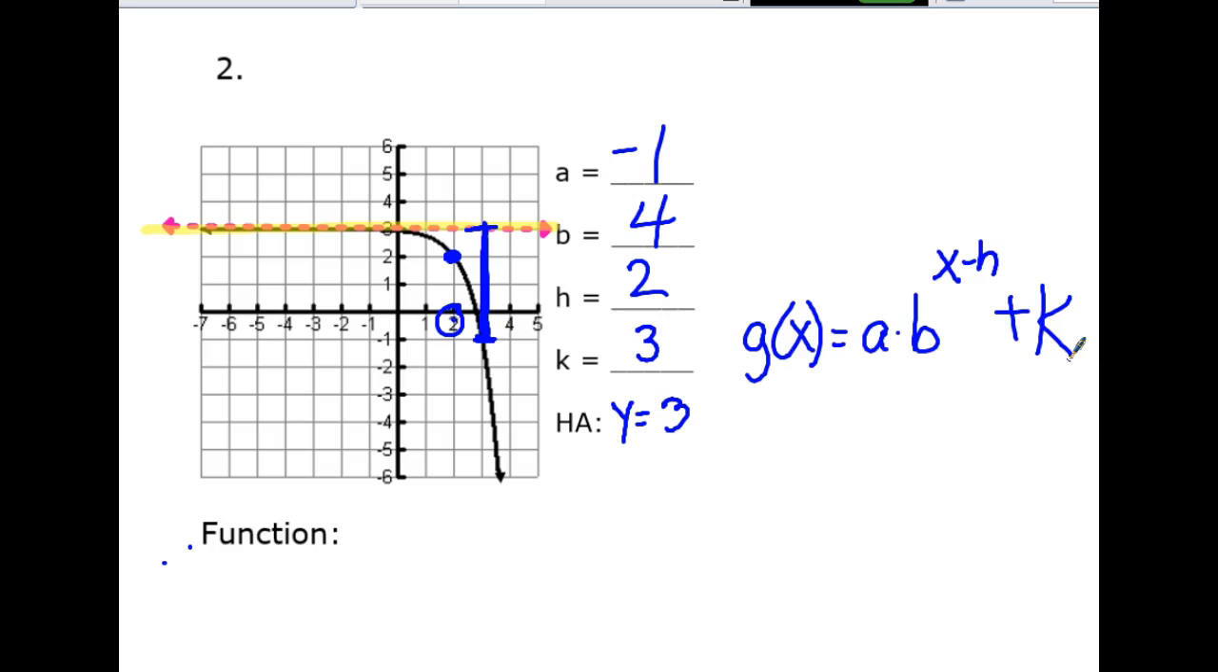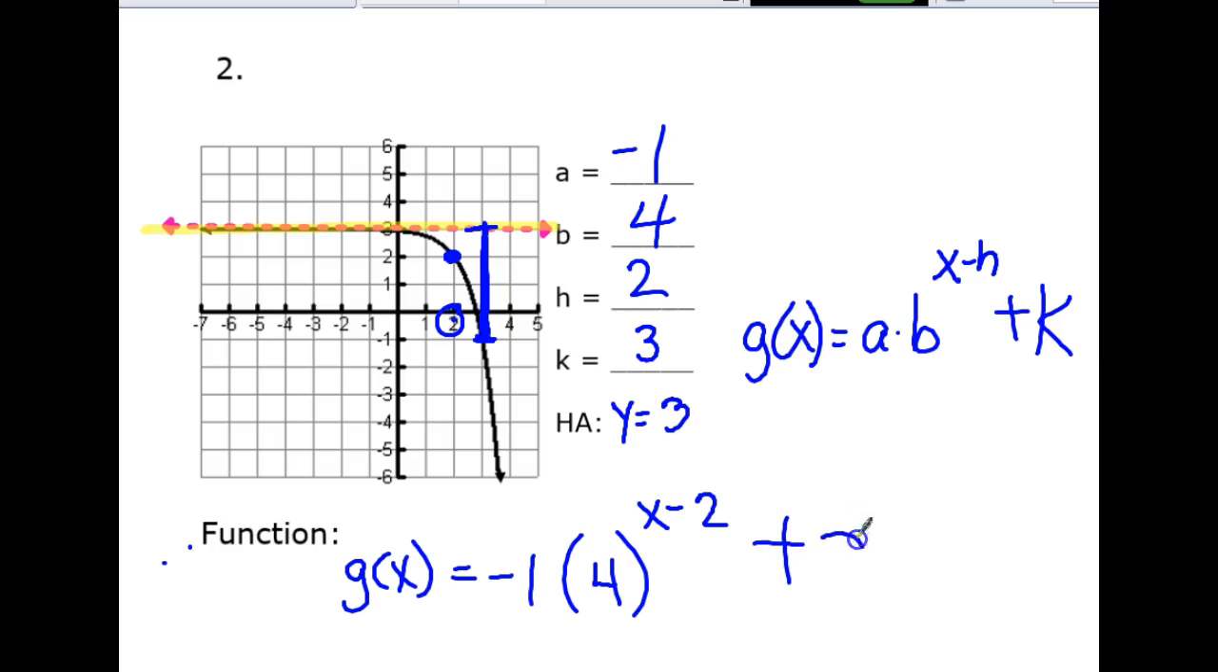And so once you have the little chart, can you fill in the equation? G of x, we use G of x to represent the transformed function. The A is -1, the B is 4, x minus 2 plus 3. Make sure the x minus 2 looks like an exponent. Make sure the plus 3 doesn't.